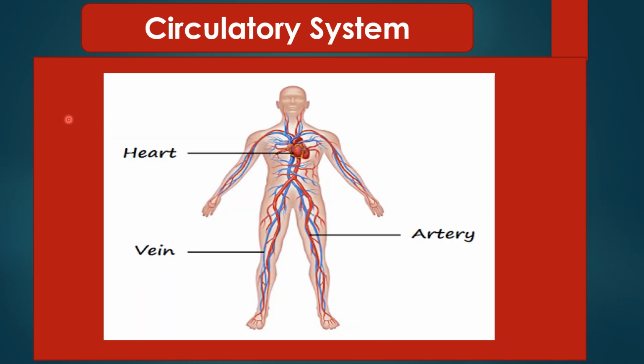First of all, we are going to talk about the circulation of blood in the human body. This is done with the help of the circulatory system. This circulatory system mainly consists of the heart that pumps the blood, and veins and arteries that transport the blood from one place to another.